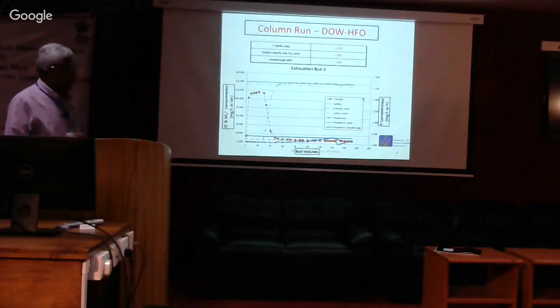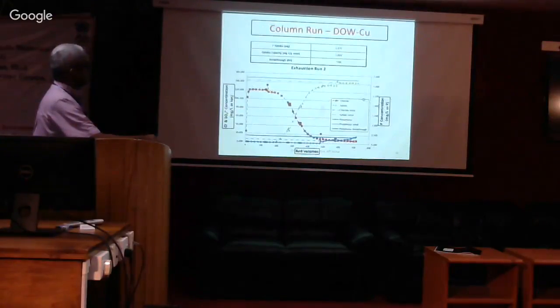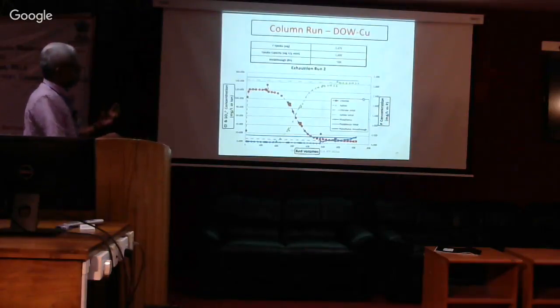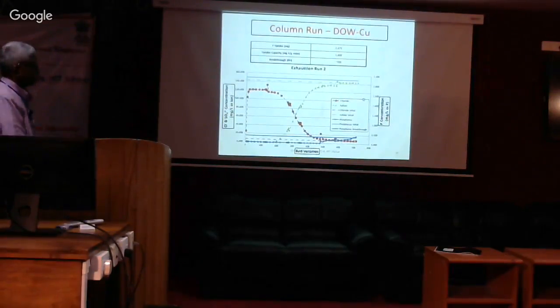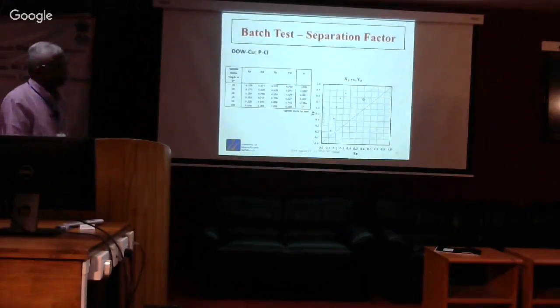And for the 3 columns that we ran, this is just the regular resin into which we impregnate hydrated ferric oxide. You see it breaks through, you can say at about here, 140 bed volume. Then you regenerate the other one, the resin into which you just preload with copper. And you see it breaks through maybe 700 bed volumes. And you regenerate. And we will go through how to get these separation factor values in just a moment.